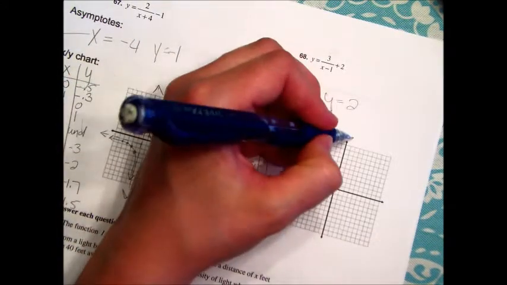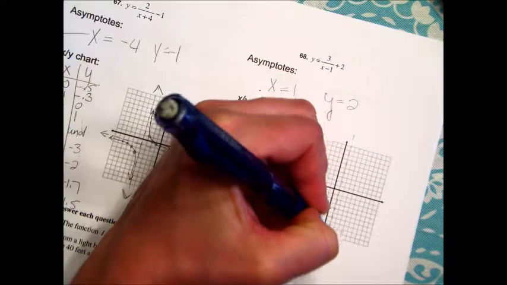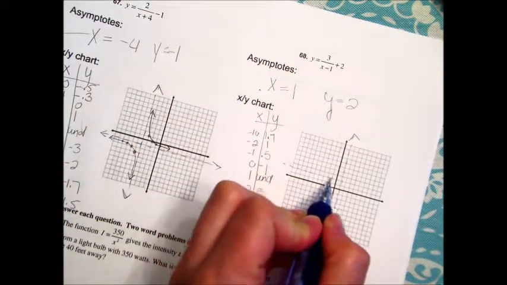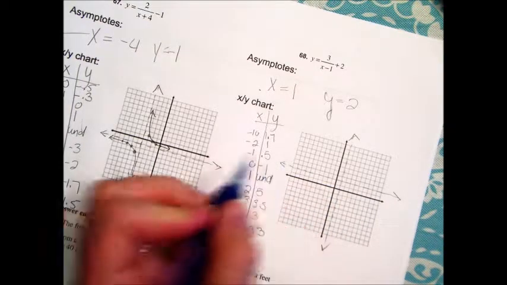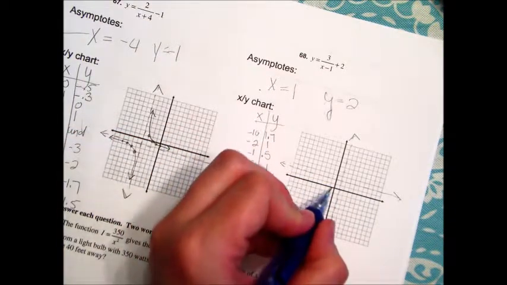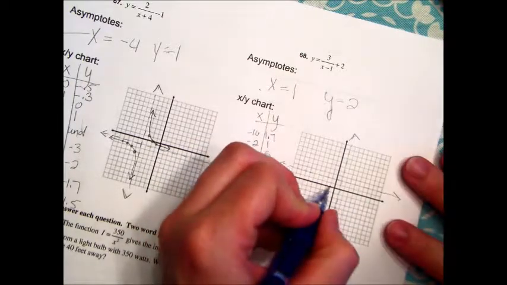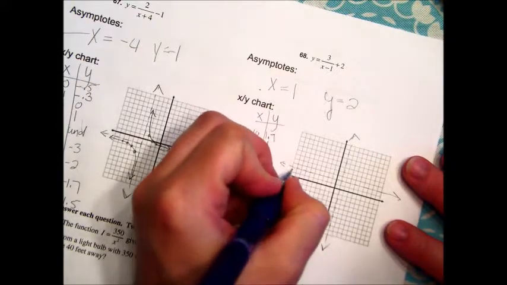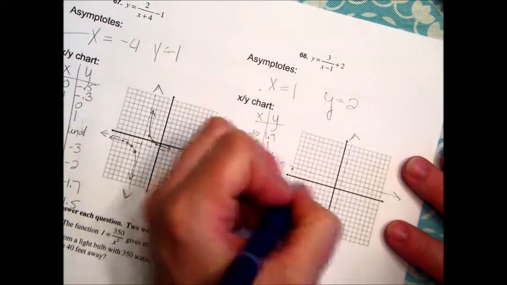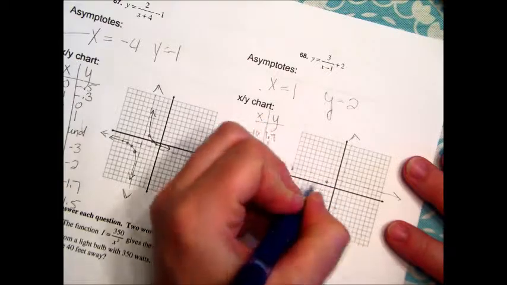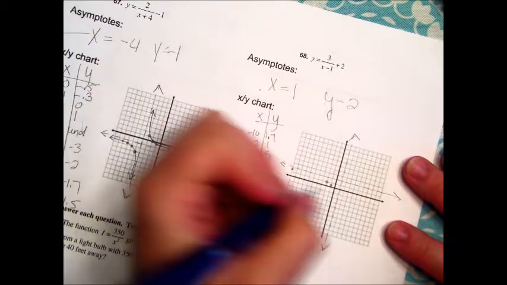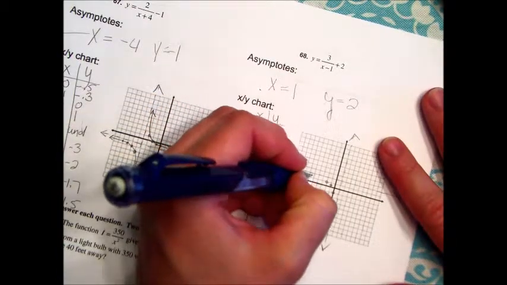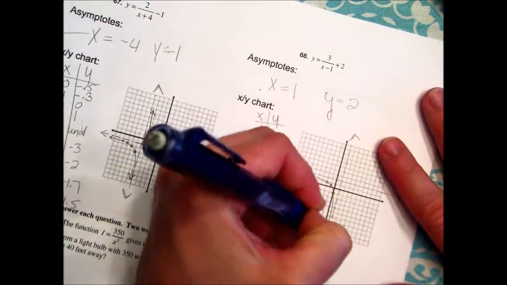Oh, I never put my asymptotes on. There's the x equals 1. There's the y equals 2. Okay, -10. 1, 2, 3, 4, 5, 6, 7, 8, 9, 10. 1.7. Alright, getting closer. Alright, I see a pretty good shape here. Approach but never touch.